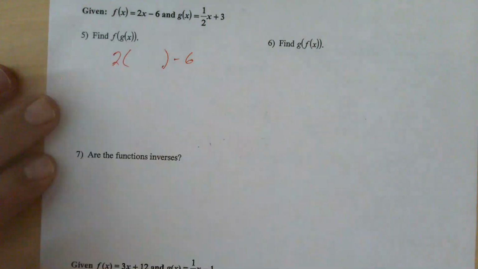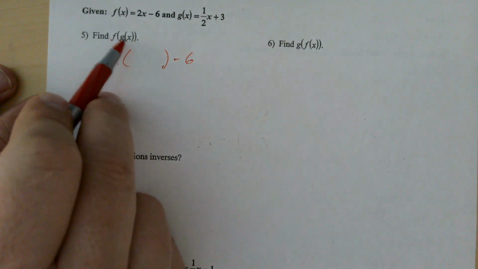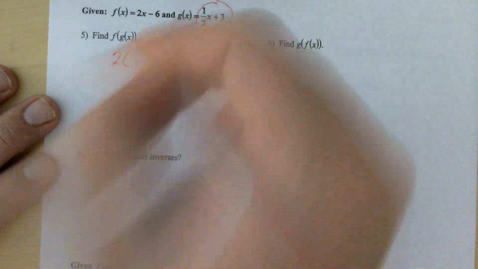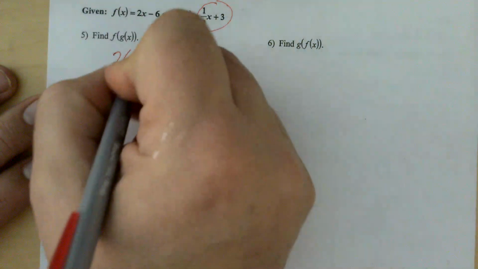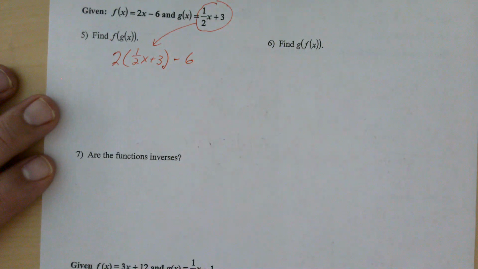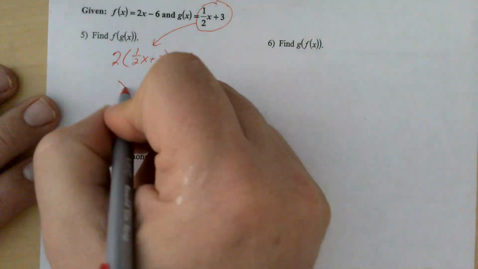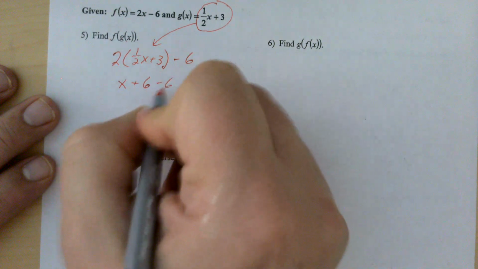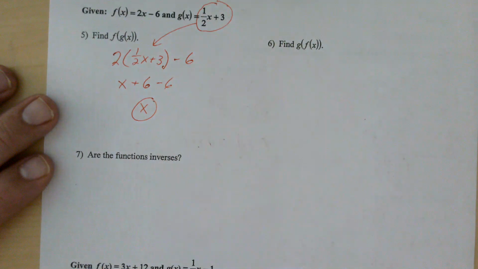My f rule says take 2 times something minus 6. So we start with the f function, and now I'm substituting in the g of x function. I'm just simply replacing the x with 1/2 x plus 3. And we're just going to simplify this. So we're going to have to distribute the 2. 2 times 1/2 is just an x. And then 2 times 3 is 6. But then I'm subtracting a 6. Hey, it comes out to x. Okay? So that's good. These could be inverses of each other.